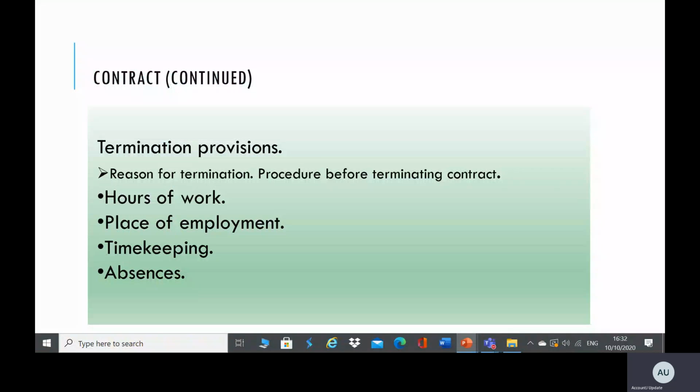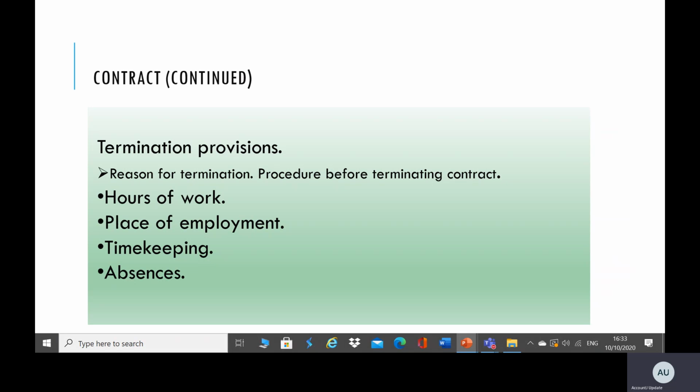Now, another important aspect is the termination provisions. Why would a contract be terminated? There must be a reason for the termination. And what happens before the contract is terminated? How many verbal warnings? You'll be given a verbal warning. If that doesn't work, you'll be given a written warning. After that, you have a meeting, and if there is no improvement, then your contract will be terminated and you'll be let go.